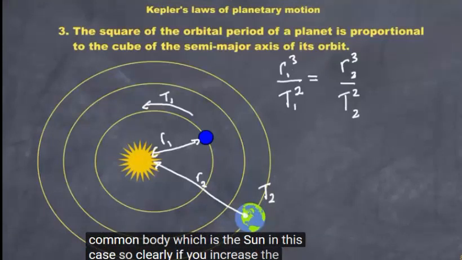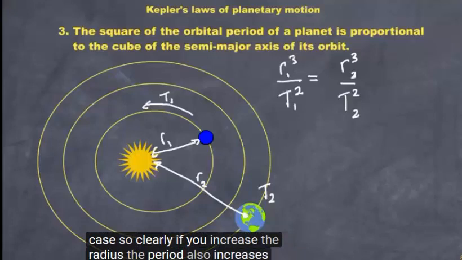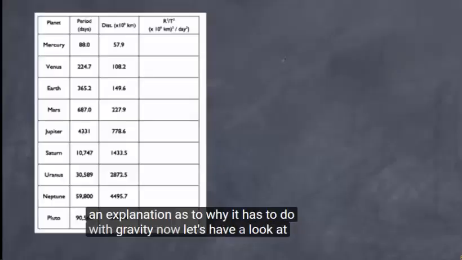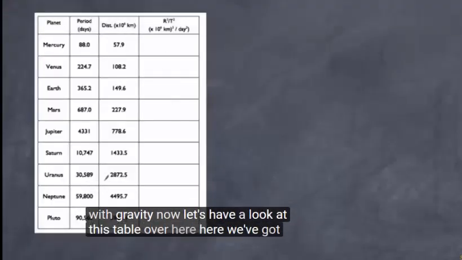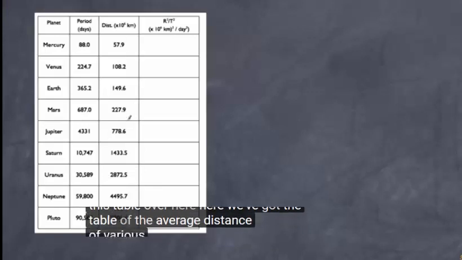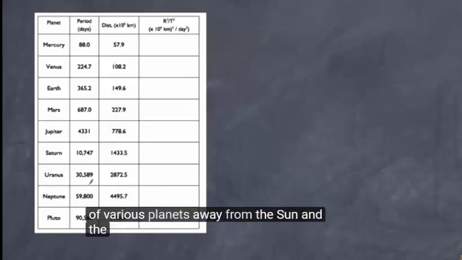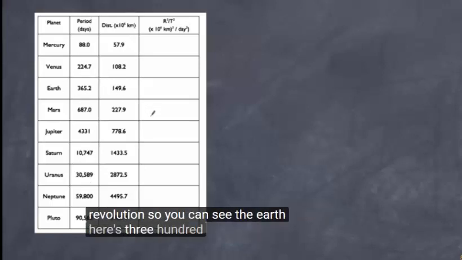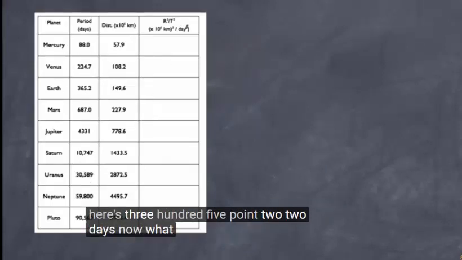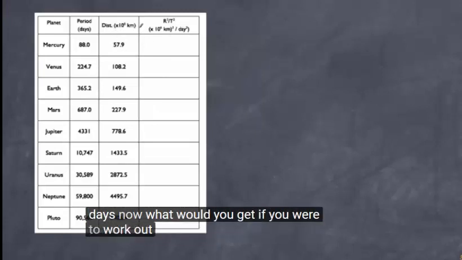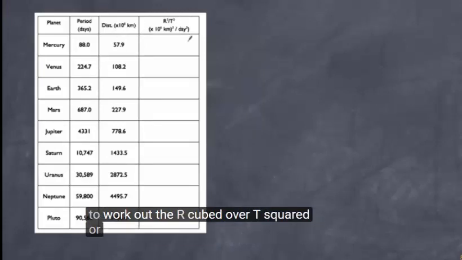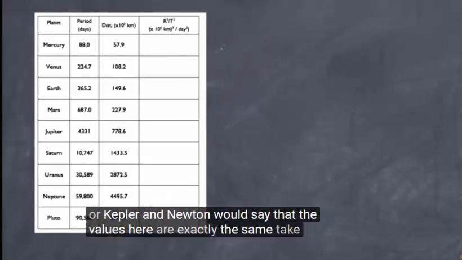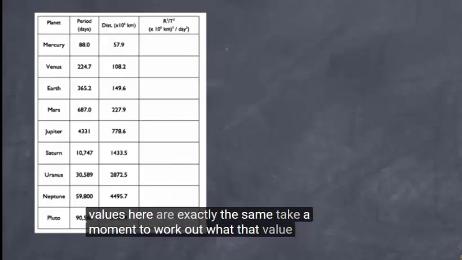So clearly, if you increase the radius, the period also increases, but as you can see, it does not increase by the same factor. Have a look at this table over here. Here we've got the table of the average distances of various planets away from the sun and the time it takes for one complete revolution. You can see the Earth here is 365.2 days. Now what would you get if you were to work out r cubed over T squared? Well, Kepler and Newton would say that the values here are exactly the same. Take a moment to work out what that value is.